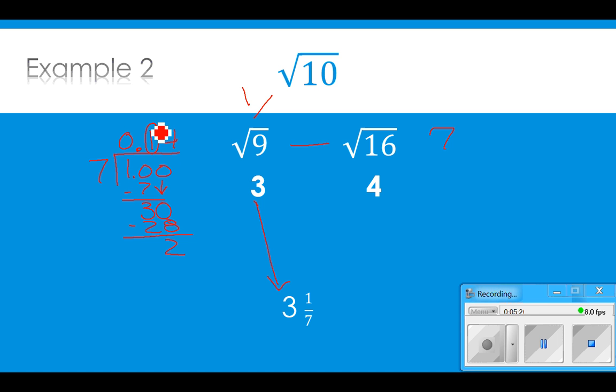So I know my decimal, the 10th place is right here. I'm going to look here to figure out how to round it. Because that 4 is there, I'm going to keep the 1. So my answer is 3.1.